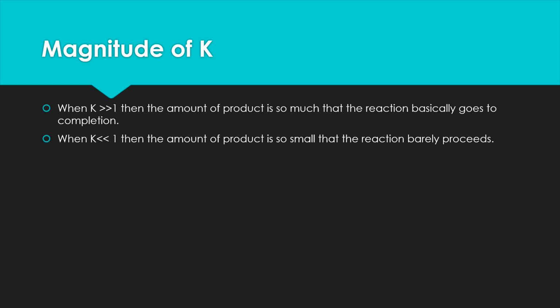Now the opposite can also be true. When our K value is a lot smaller than 1, and again, our values are often given in scientific notation, this would be a large negative exponent to get a very tiny number. Then the amount of product is so small that the reaction barely proceeds. So we basically get no product. That's what we can think about when the K value is really big or really tiny, those extremes.